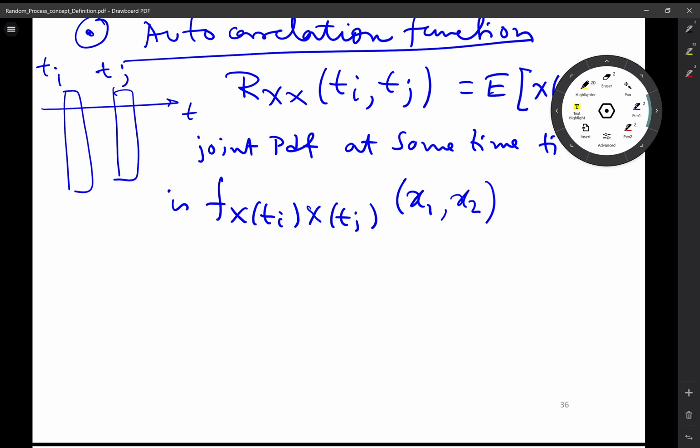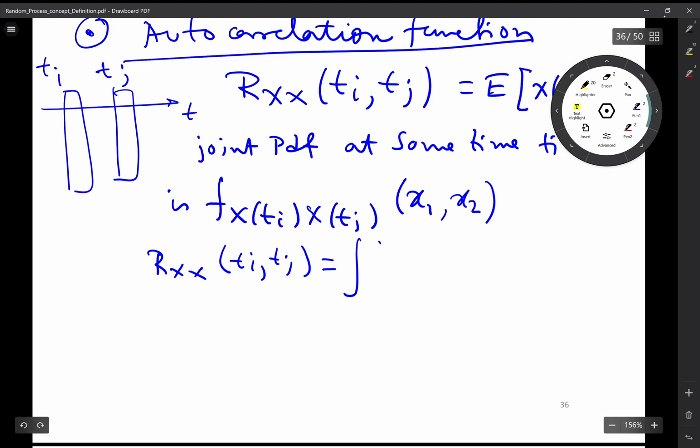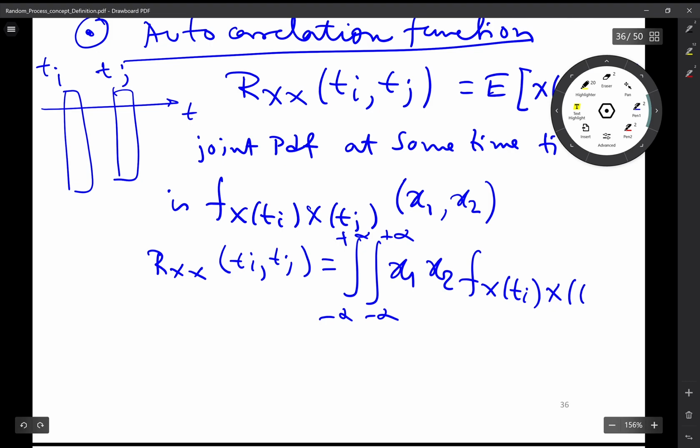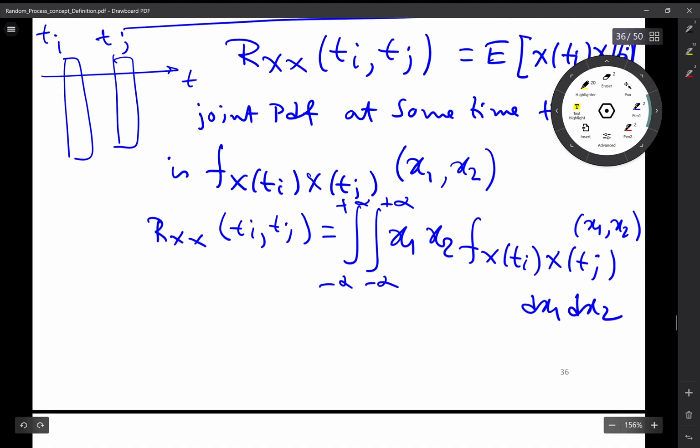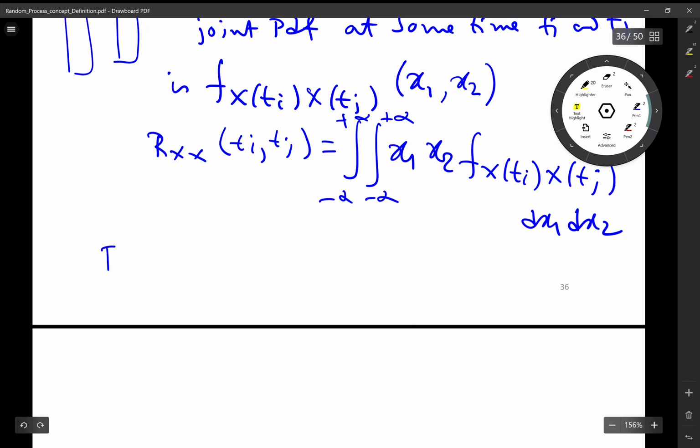Yes, so this one is this. So now, what will be the Rxx(ti, tj)? It will be equal to the second-order moment, so the double integration from minus infinity to plus infinity of x1 x2 f(x1, x2; ti, tj) dx1 dx2. So this will be the double moment.